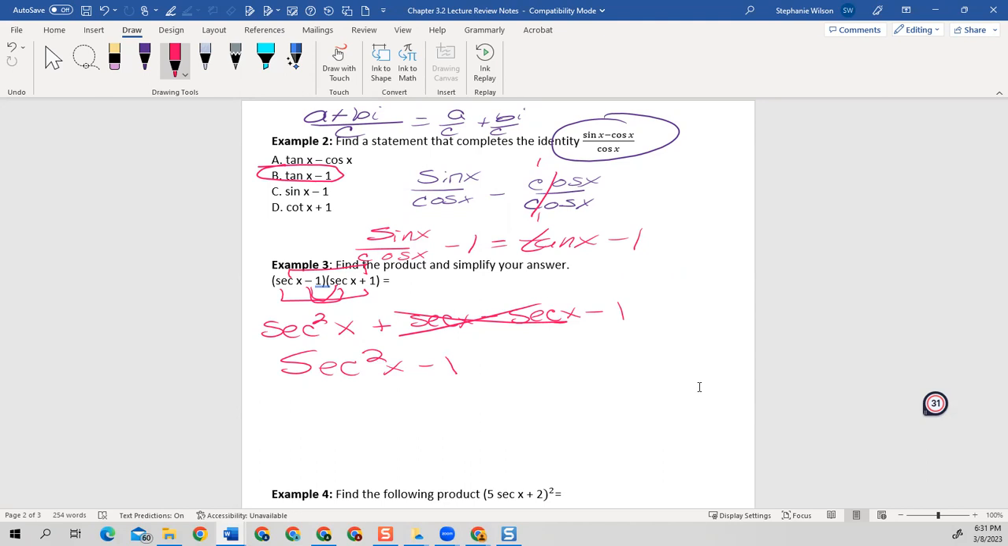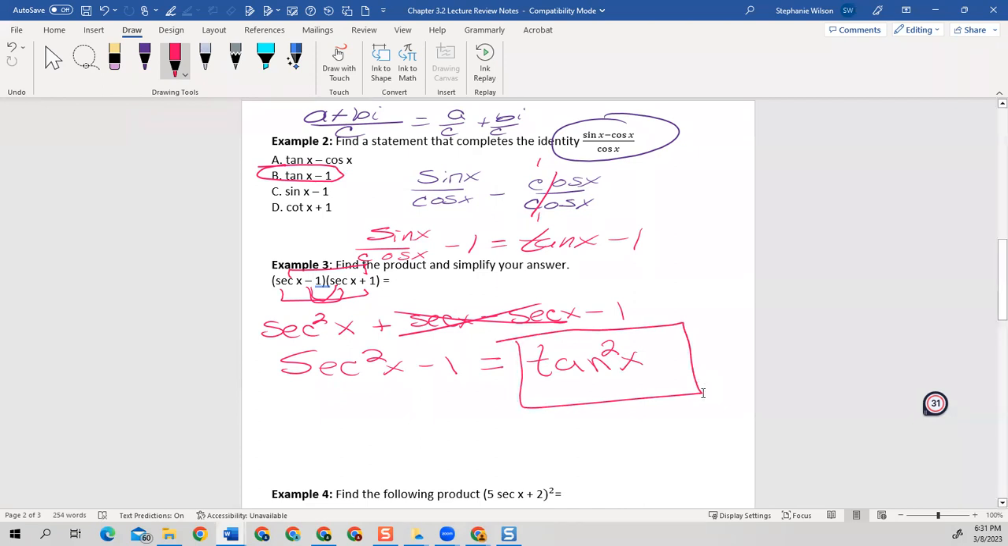Whenever you go back to our identities in section 3.1, we find out that secant squared x minus 1 is equal to tangent squared x. So our answer is tangent squared x.